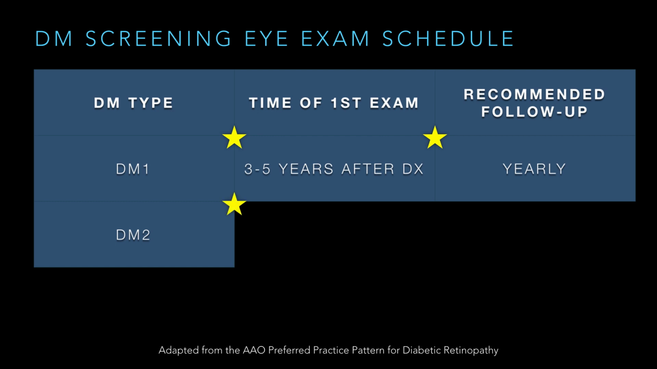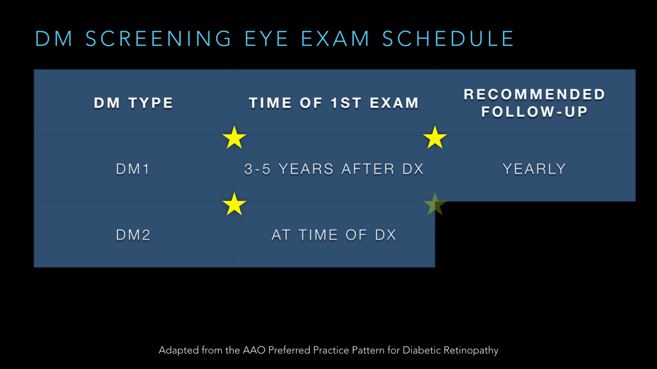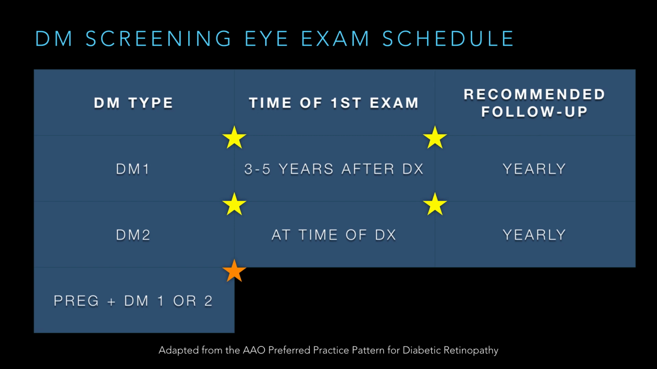Diabetes type 2, when should they get their first exam? When they get diagnosed. Right, because they might have already had it going on for a while, right? That's what we say. And then you got to check it out yearly. Okay, pregnancy and diabetes type 1 or 2, time of first exam.